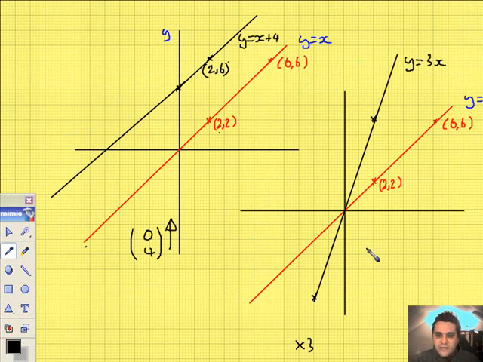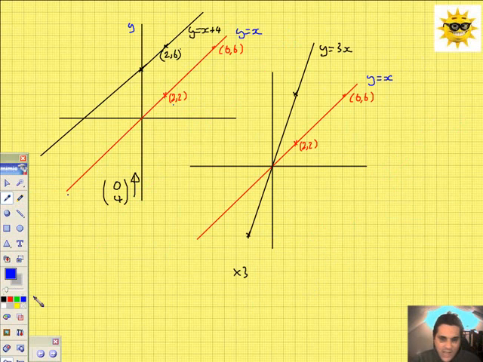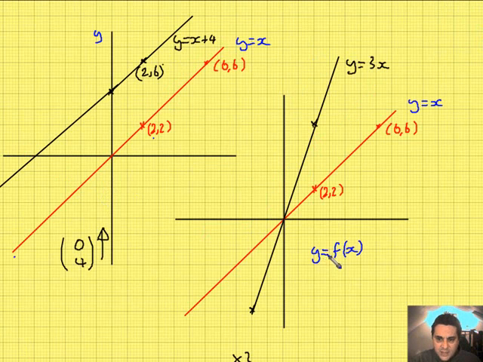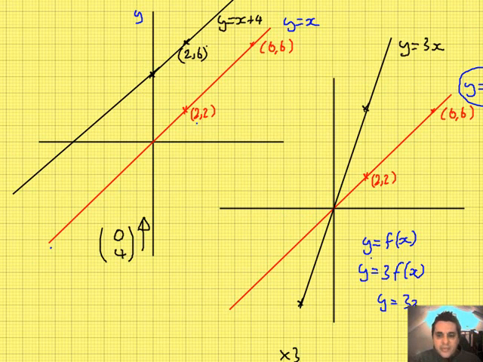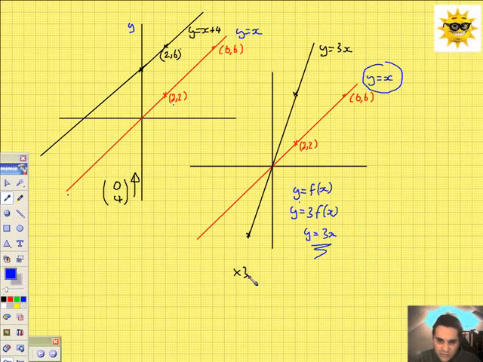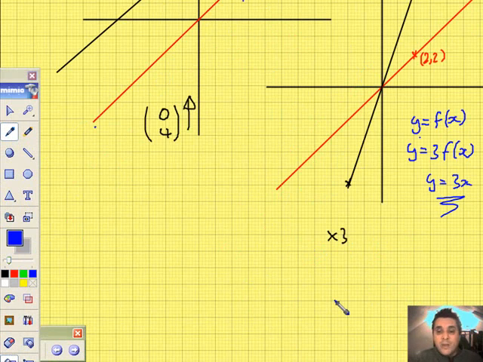Is that okay? So if we talk about it in a generic sense, we have y equals some sort of generic function of x. So there it is, y equals x, my general function, given by y equals f of x. So what I can do then, if I multiply by 3, is y equals 3 multiplied by f of x. In other words, y equals 3x, and so it's a much steeper gradient, as you can see. So I've transformed that one quite successfully.